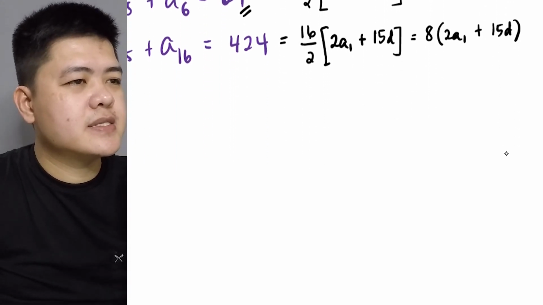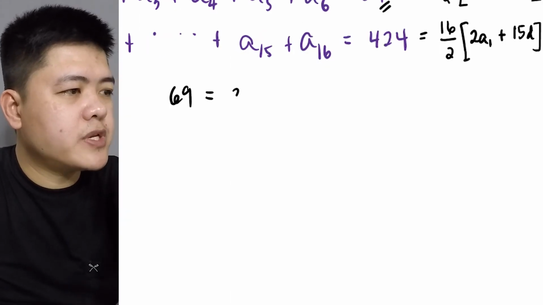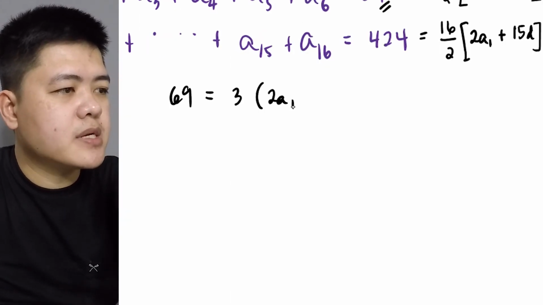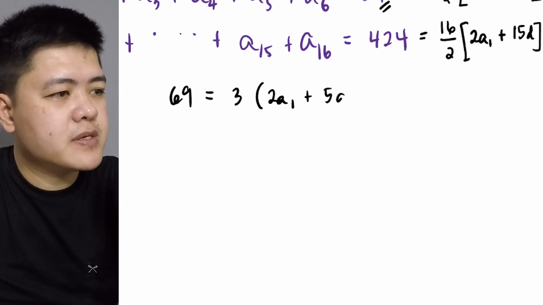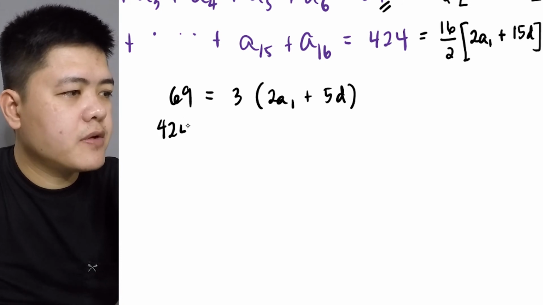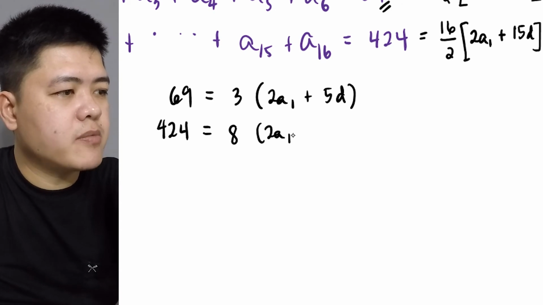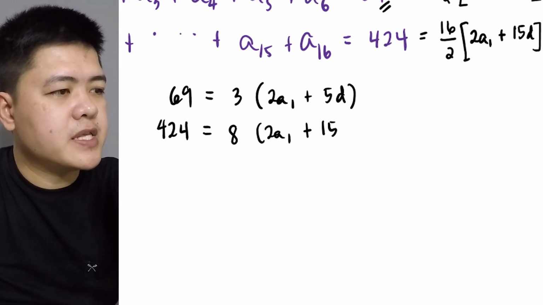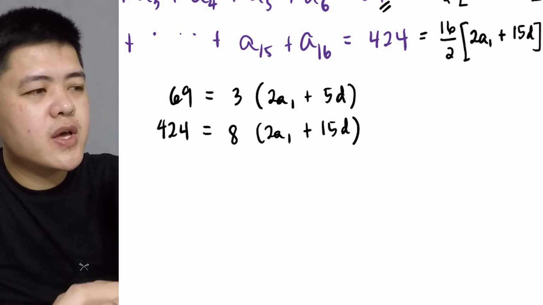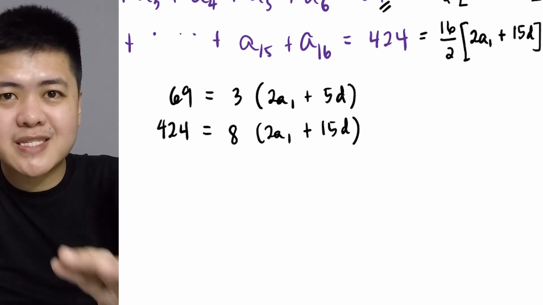Sulat lang natin. We have here 69 is equal to 3 times 2a sub 1 plus 5d. Yung isa, we have 424 equals 8 times 2a sub 1 plus 15d. Yan. So we have a system of equations with two unknowns. Ang unknowns natin ay a sub 1 at saka d.